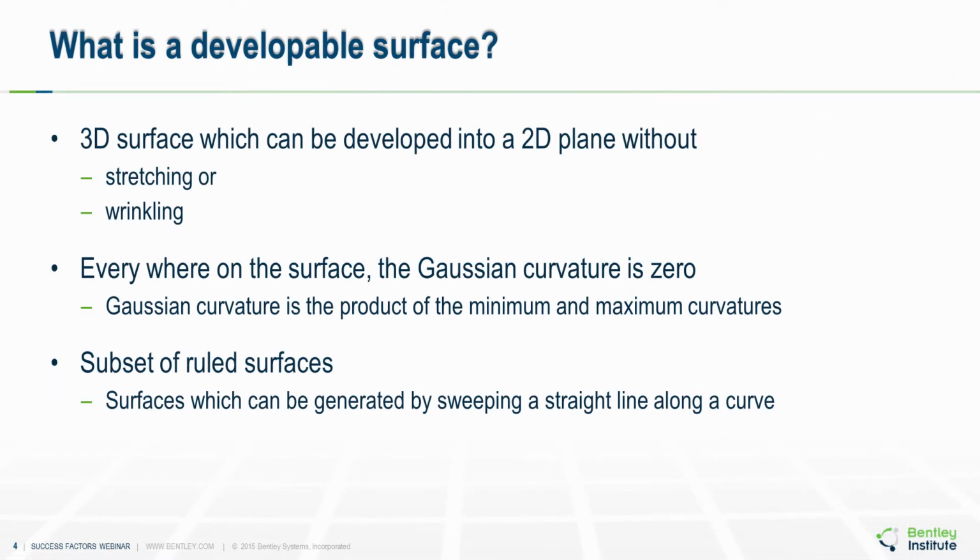So what is a developable surface? Well, it's a 3D surface which can be developed into a 2D plane without stretching or wrinkling. The mathematical definition is that everywhere on the surface the Gaussian curvature is zero. We'll look at the Gaussian curvature in the next slide, but essentially the Gaussian curvature is the product of the maximum and minimum curvatures at any point on the surface. It's also true that a developable surface is a subset of ruled surfaces, and these are surfaces which can be generated by sweeping a straight line along a curve.